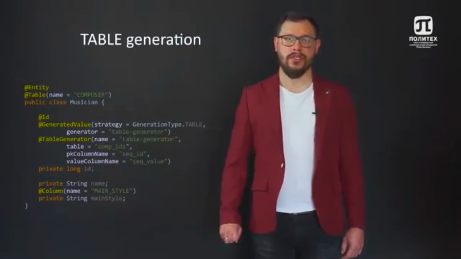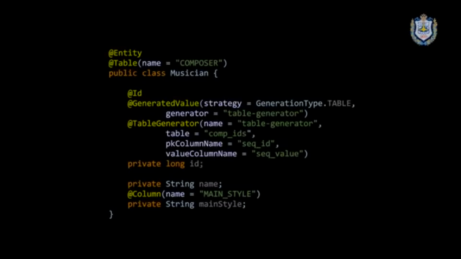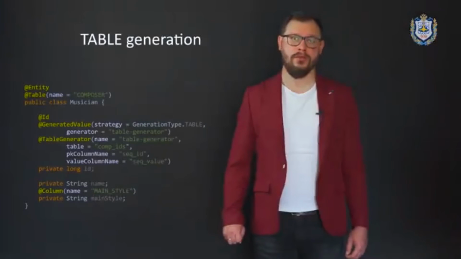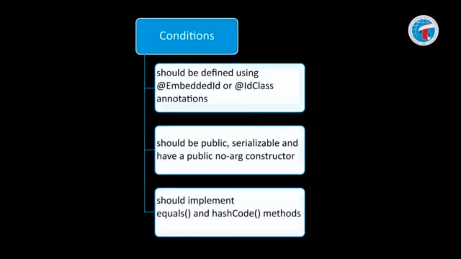The @TableGenerator annotation uses an underlying database table that holds segments of identifier generation values. We can see that other attributes such as the PK column name or value column name can also be customized. The disadvantage of this method is that it doesn't scale well and can negatively affect performance.